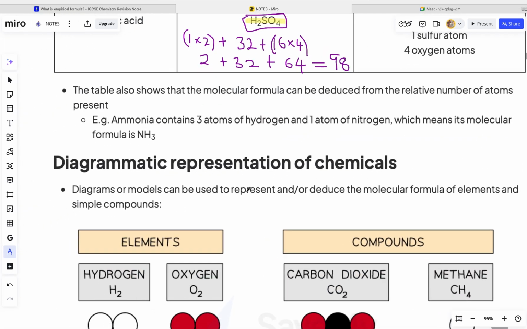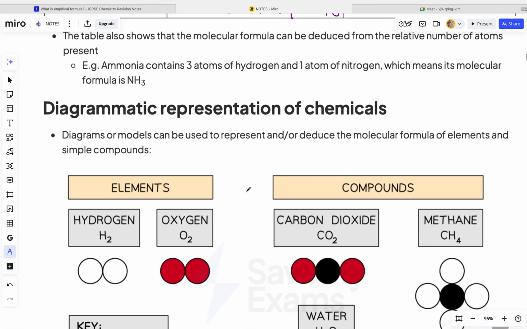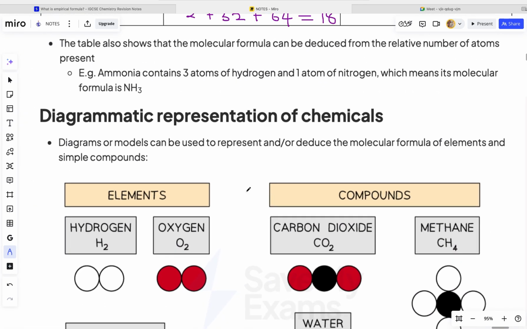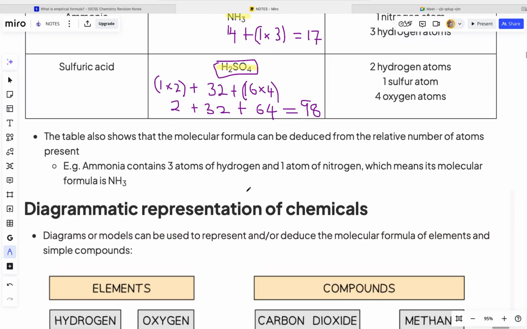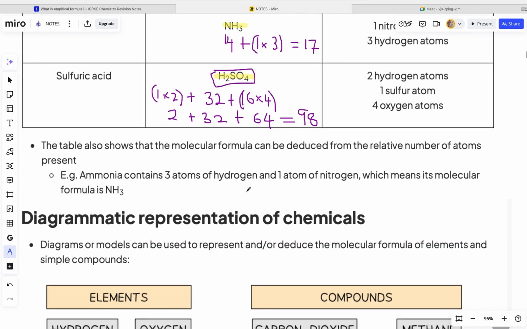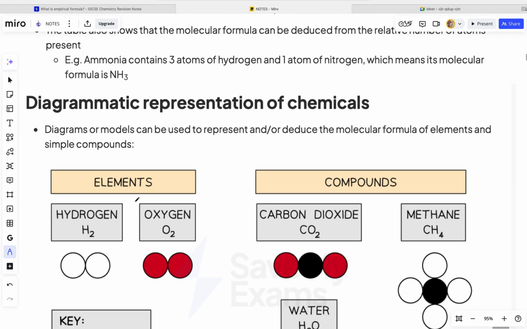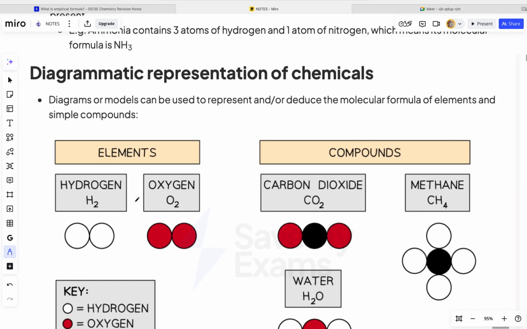We move on. Okay, now we go to the table you've just seen. The table also shows that the molecular formula can be deduced from the relative number of atoms present, right? In the case of ammonia, you can see that ammonia contains 3 atoms of hydrogen and 1 atom of nitrogen, which means that we write the formula NH3. Is that okay? Now let's go to diagrammatical representation of chemicals.